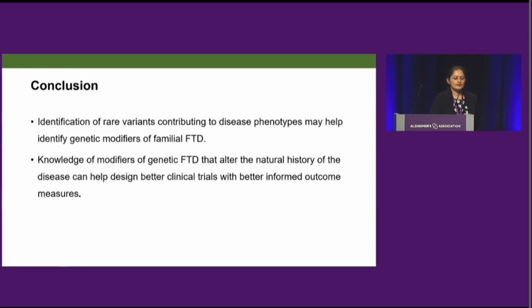In conclusion, identification of rare variants contributing to disease phenotypes may help identify genetic modifiers of familial FTD, and knowledge of such modifiers of genetic FTD that alter the natural course of the disease can help design better trials with better informed outcome measures.